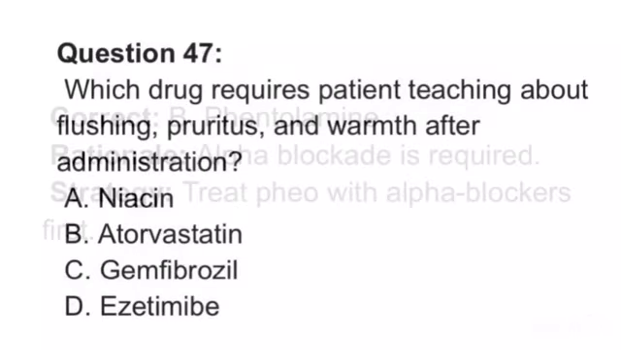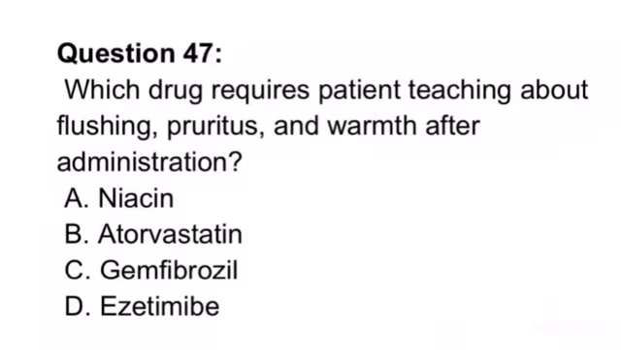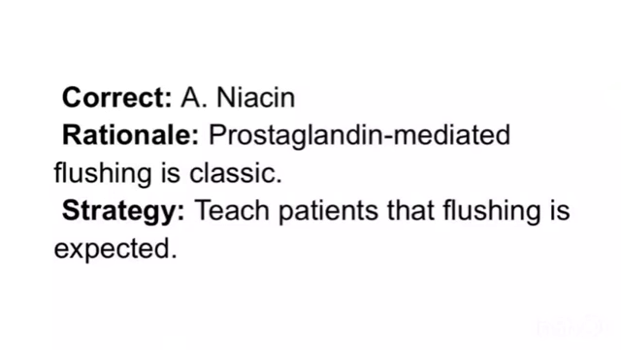Question 47. Which drug requires patient teaching about flushing, pruritus, and warmth after administration? A. Niacin. B. Atorvastatin. C. Gemfibrozil. D. Ezetimibe. Correct, A. Niacin. Rationale: prostaglandin-mediated flushing is classic. Strategy: teach patients that flushing is expected.